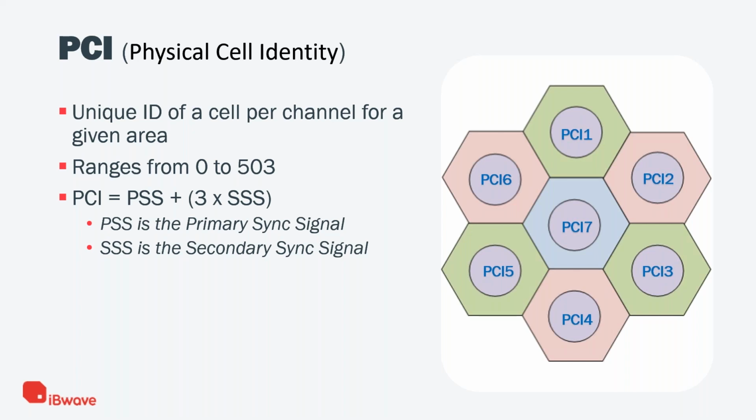So you have 504 possible PCIs within an area. And when you repeat those PCIs, you need to make sure that they are distant. But that's design. In survey, we look at the PCI to identify the cell. And just for your information, the PCI is calculated using the PSS and SSS. PSS is the primary synchronization signal, and SSS is the secondary synchronization signal. They are used to transmit sequences so the user can identify the PCI and decode the signal.